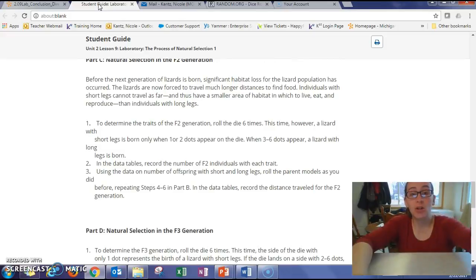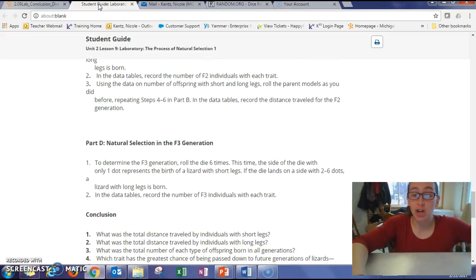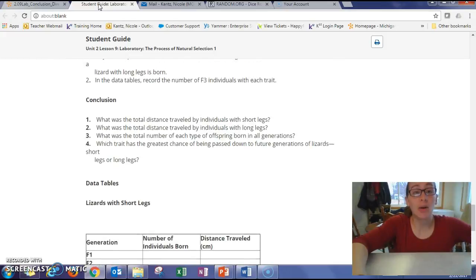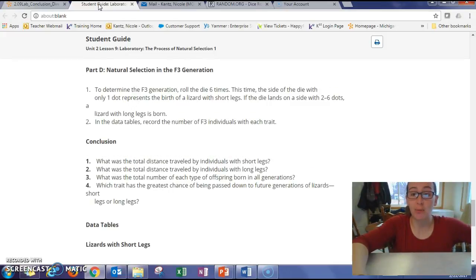And so it tells you, again, part C, you're going to do it again. However, look at the difference between what those dots on the die actually represent. 1 and 2 are for short legs. 3 through 6 are for long legs. So it's going to change. Part D, you're doing the same thing. However, again, the dots change and represent different things. So please make sure that you are reading very carefully on what represents what.